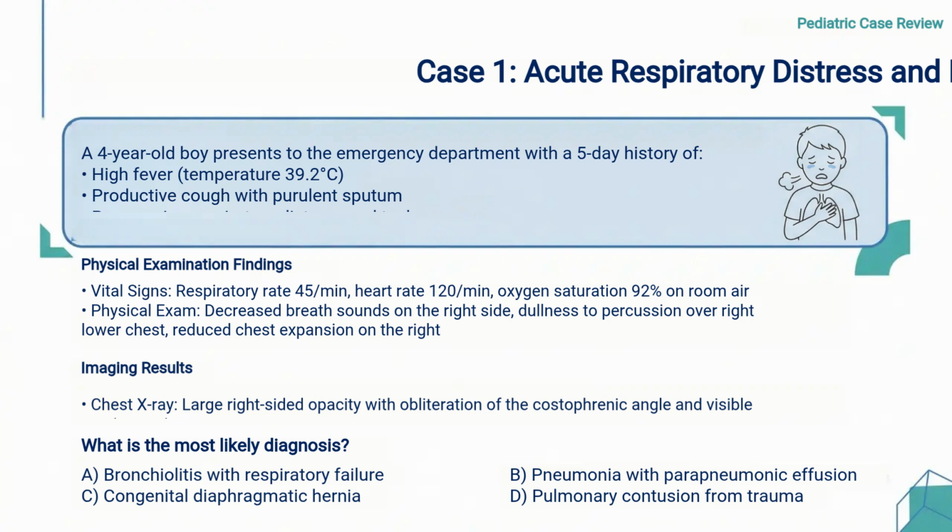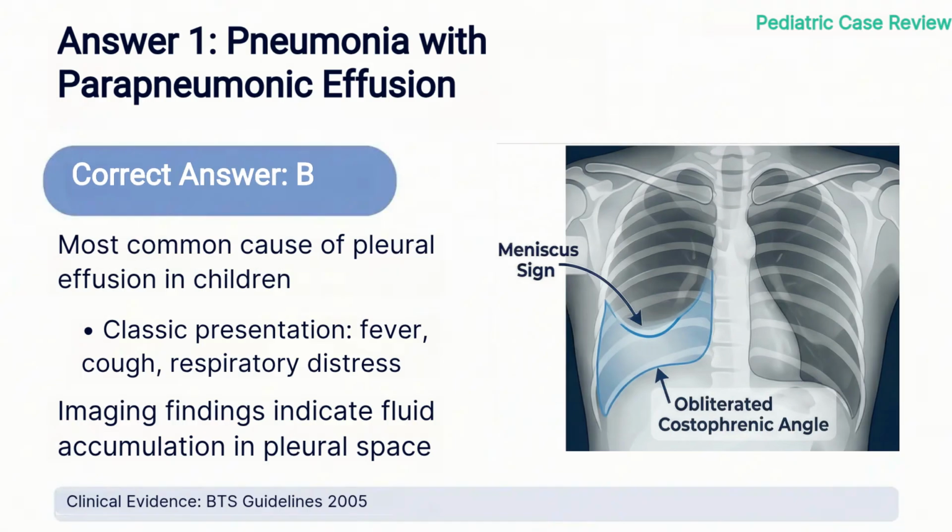Option A, bronchiolitis with respiratory failure. Option B, pneumonia with parapneumonic effusion. Option C, congenital diaphragmatic hernia. Option D, pulmonary contusion from trauma. The correct answer is option B, pneumonia with parapneumonic effusion.